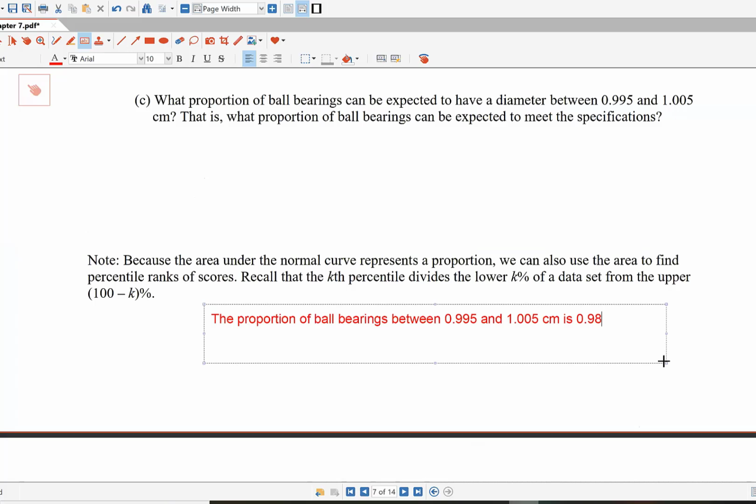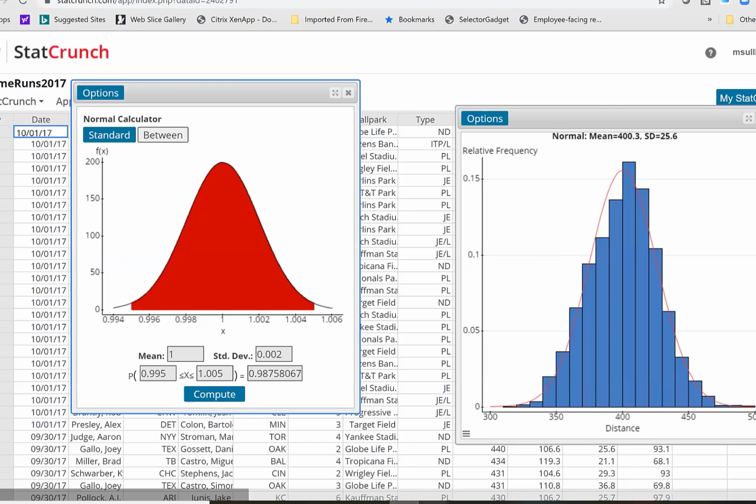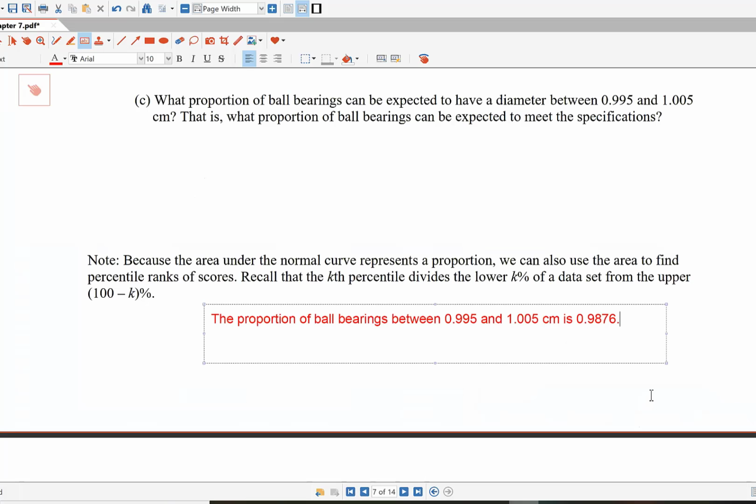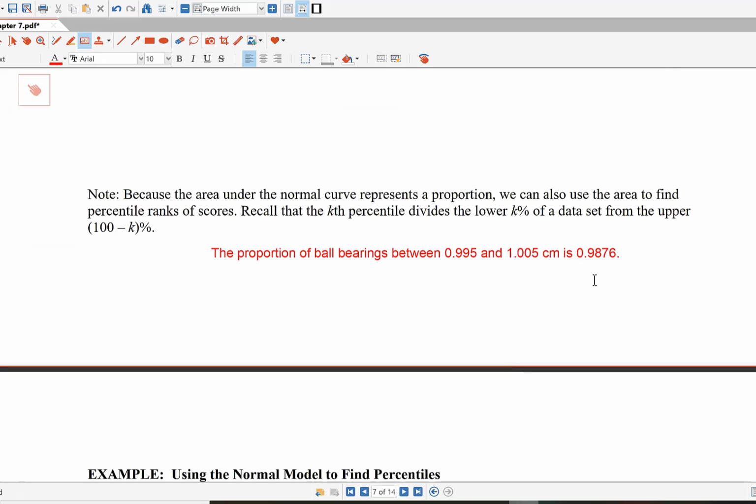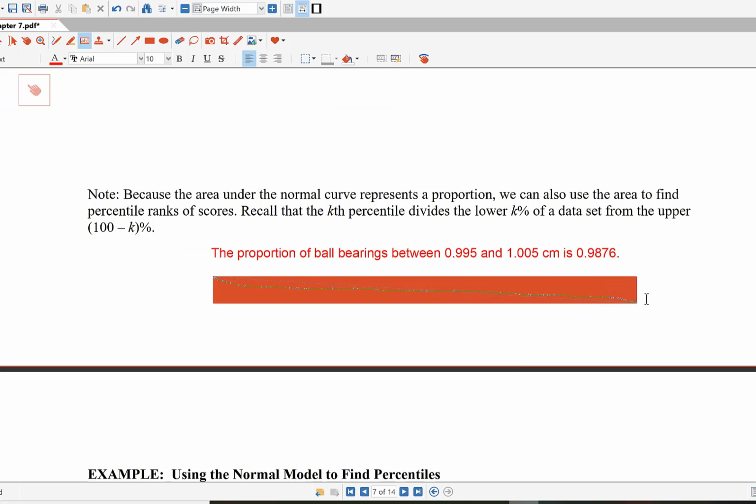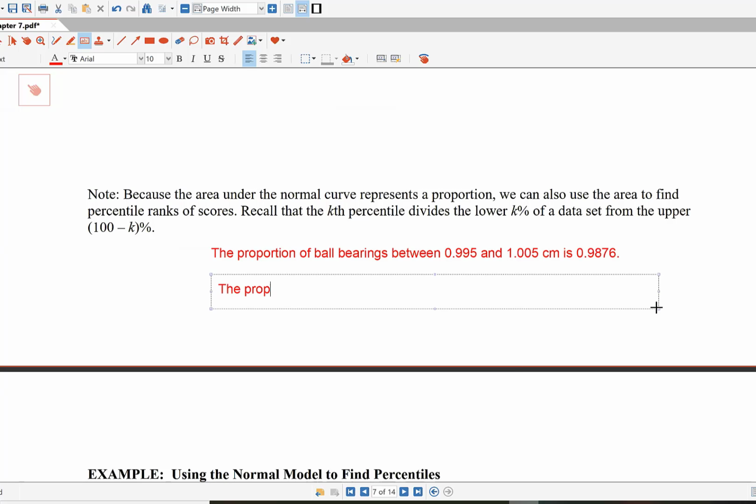What did I say, 9876? Yeah, I believe so. 9876, yep. And there you have it. And then from that, you could figure out the proportion that won't meet, right? Just subtract from 1. Yep.